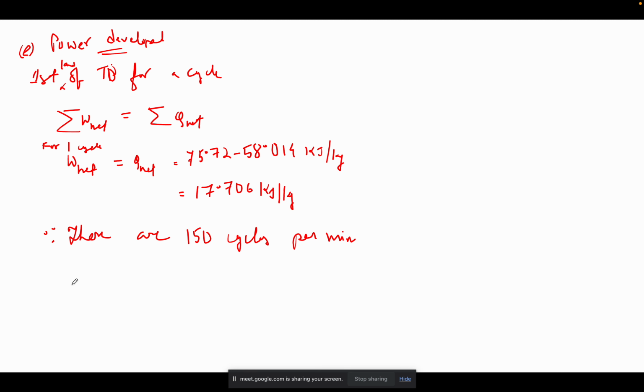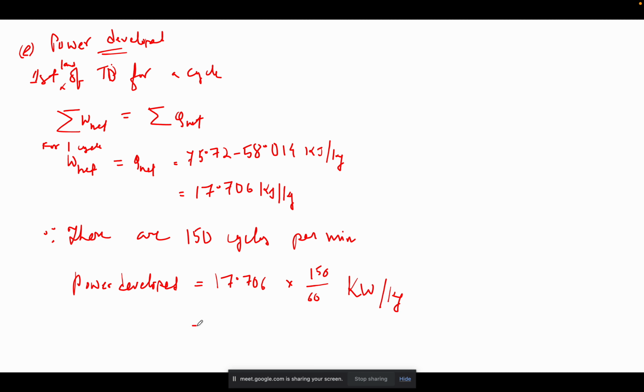Okay, so that means your power developed will be basically 17.706 into 150 cycles in how many seconds? 60 seconds. So in 1 second it will be divided by 60, that will give you in kilowatt per kg.